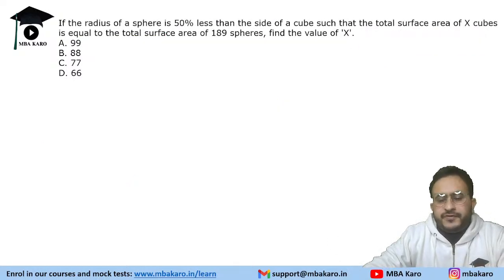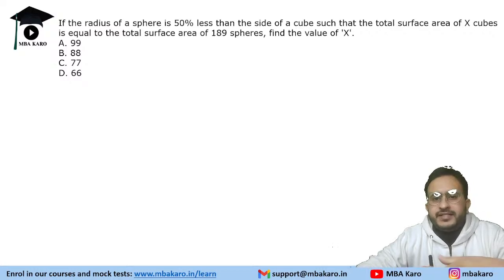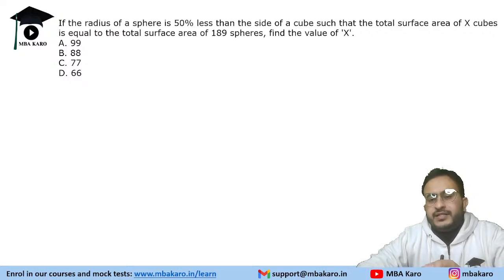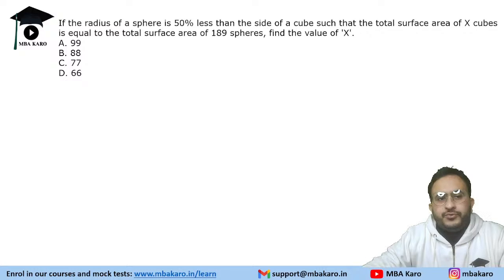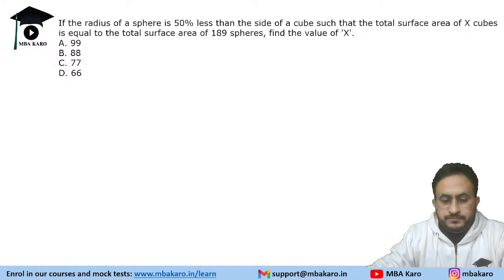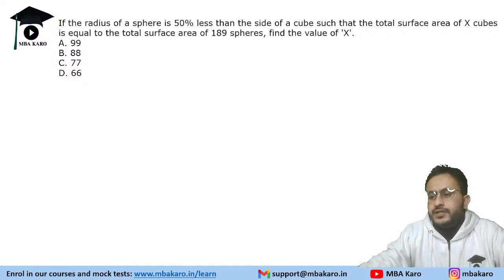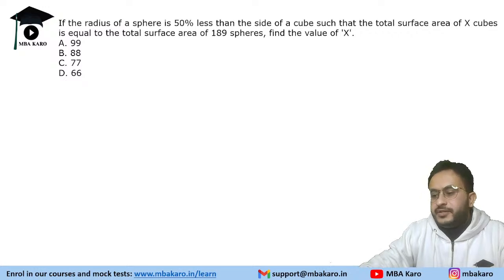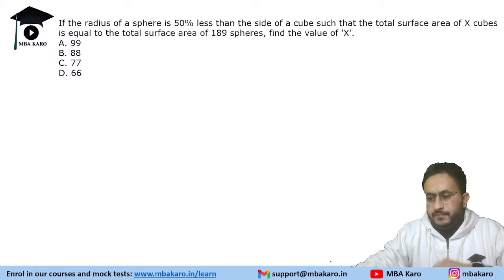If the radius of a sphere is 50% less than the side of a cube, such that the total surface area of x cubes is equal to the total surface area of 189 spheres, find the value of x. So we have spheres and cubes, and there is a relation between the total surface areas.